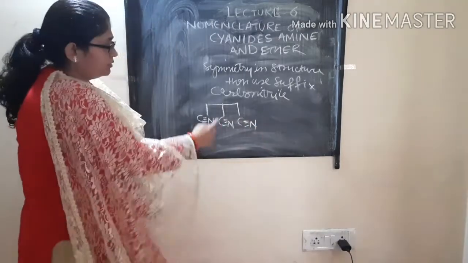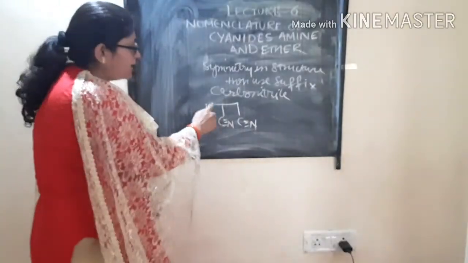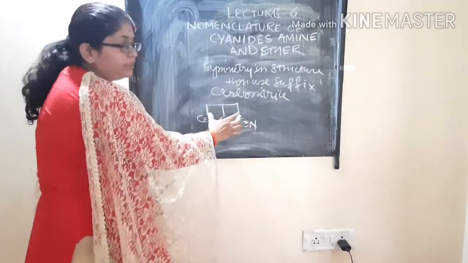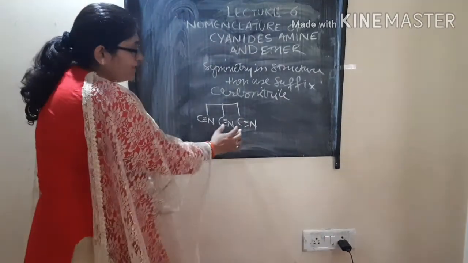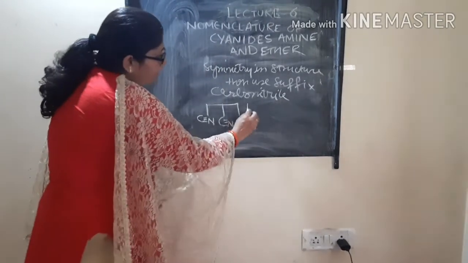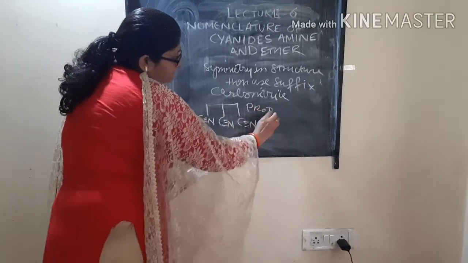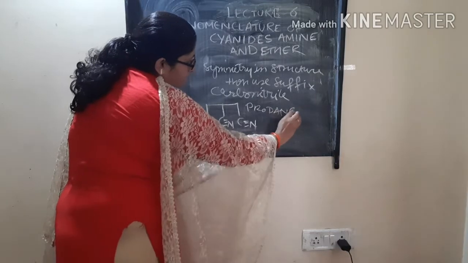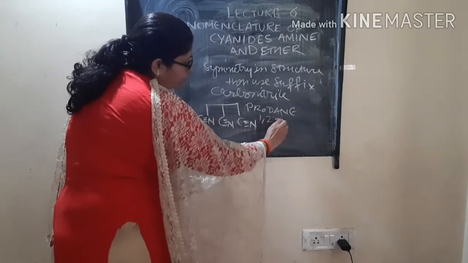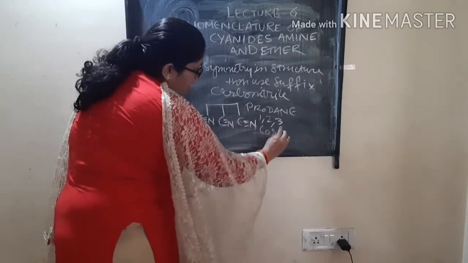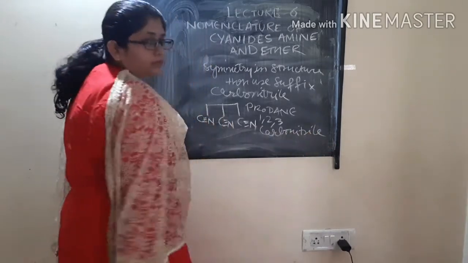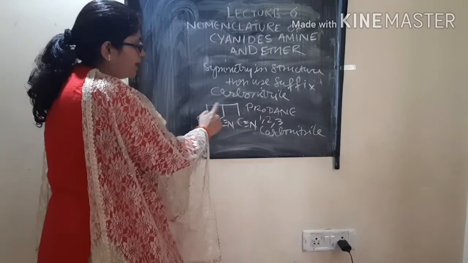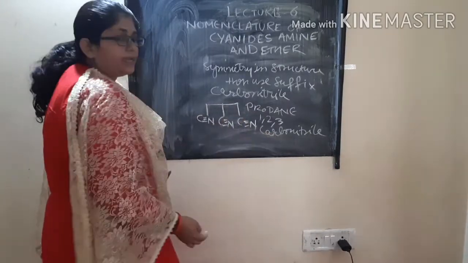See here, this is a propane group. This is 1, 2, 3 carbon, and all the 3 carbons have a CN group attached to them. So we will call it propane 1, 2, 3 carbonitrile. Propane 1, 2, 3 carbonitrile.